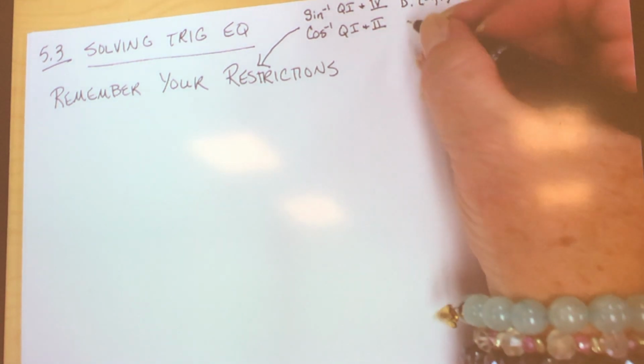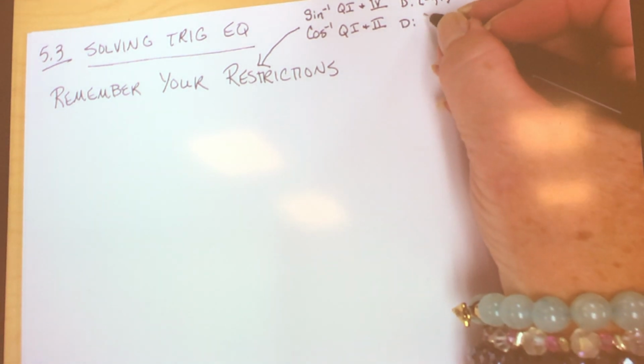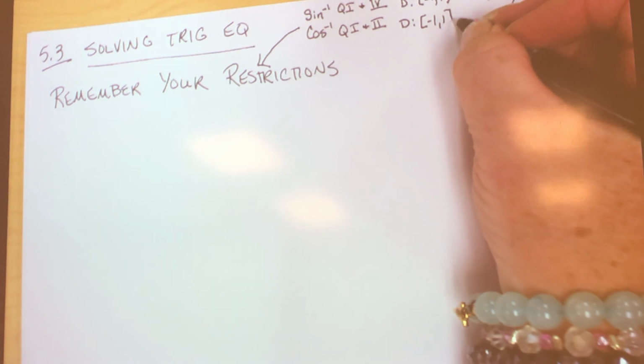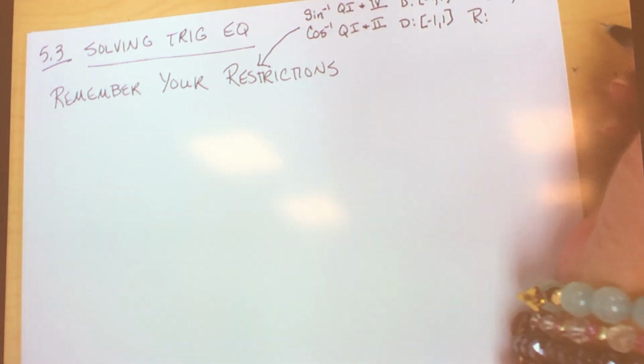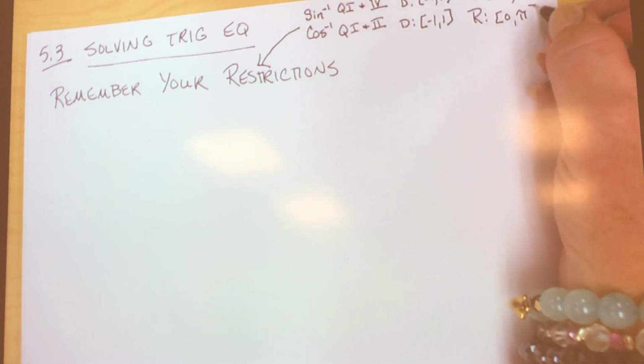Okay? What is his domain? Restricted to what? Negative 1 to 1. Okay? What about his range? 0 to pi. Very good.